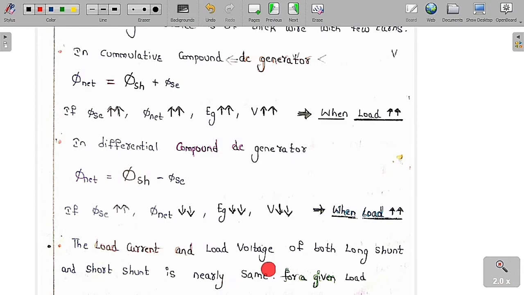The load current and load voltage of both long shunt and short shunt is nearly the same for a given load. See, there is a small amount of variation, but it is almost constant. A small variation of load voltage and load current happens if you keep that load for the long shunt and also for the short shunt. So this is a very important point.